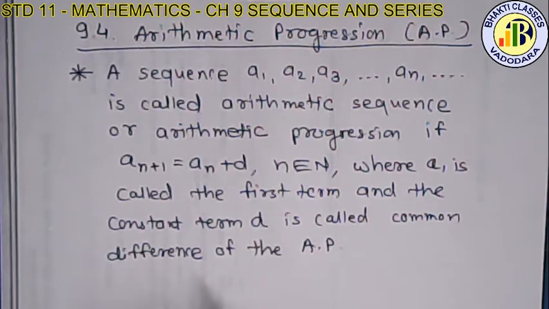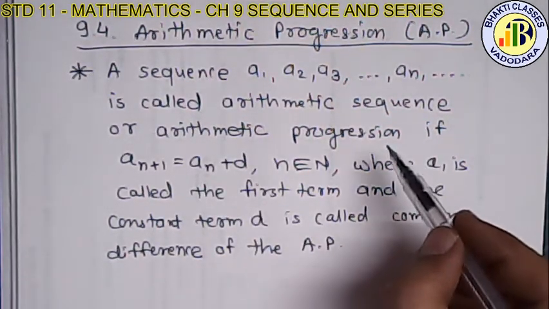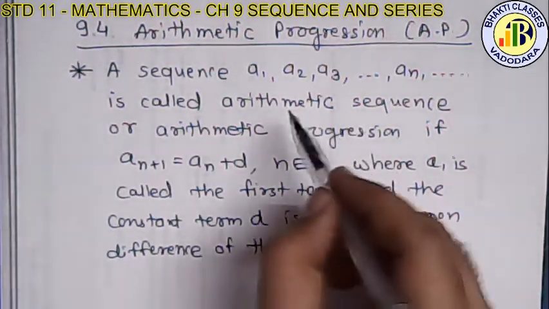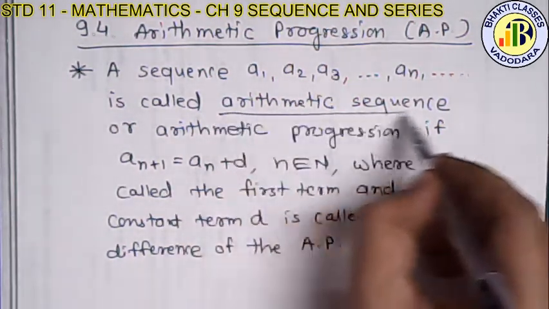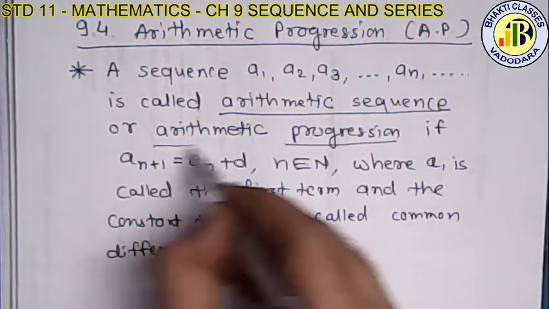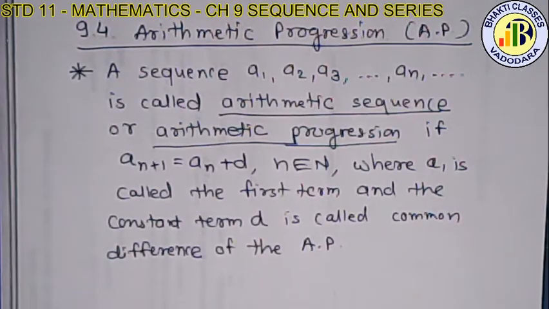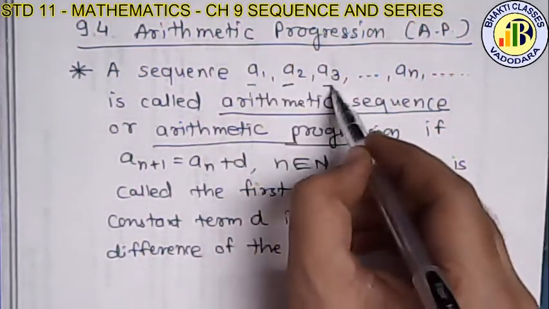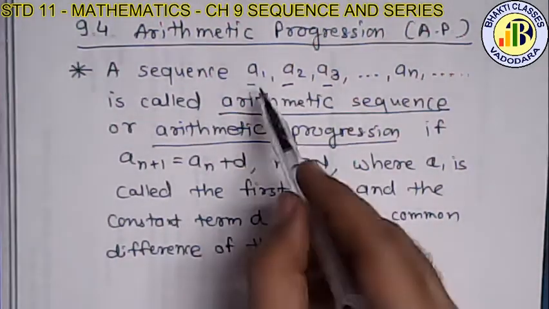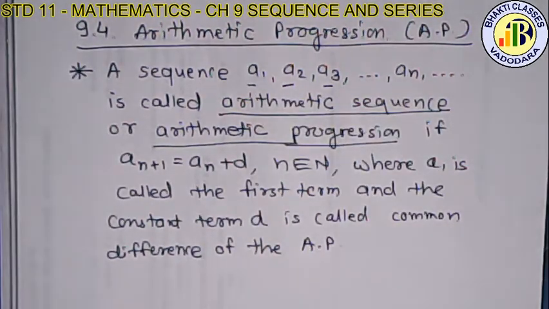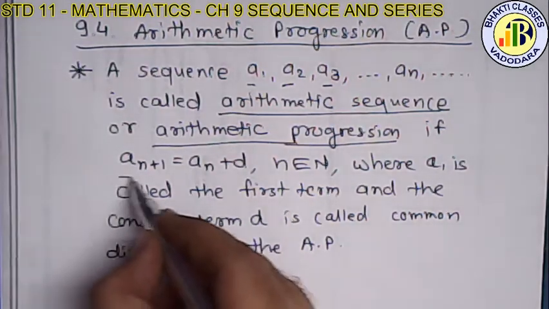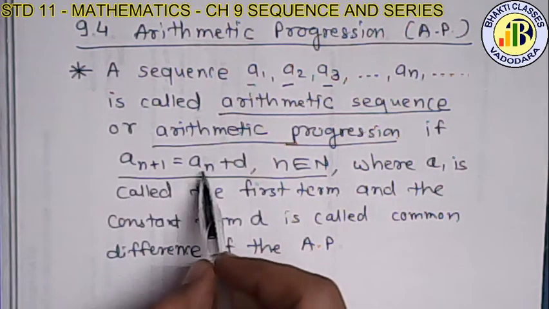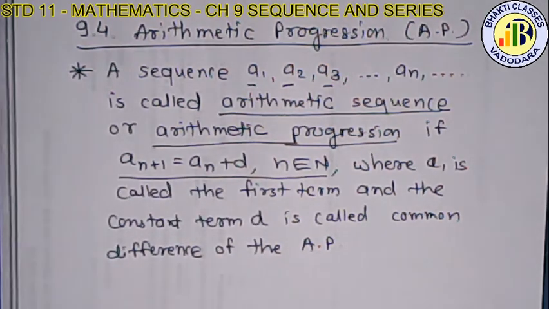So here in this definition there are certain things which we must understand. First of all, arithmetic sequence is a progressive type sequence, means there are certain relationships between their terms. Each and every term has a certain relationship between them. So what is the relationship? The next term is equal to the previous term plus some constant value d.